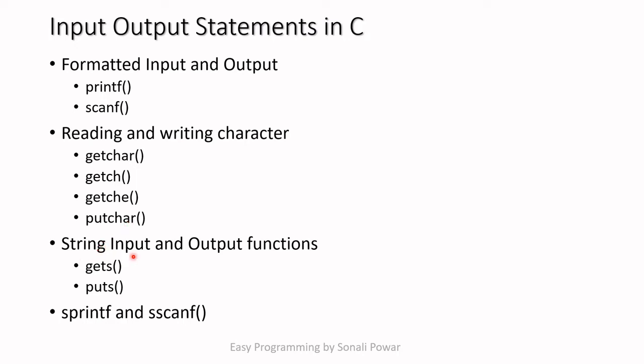Next one is string input-output functions. In that, first the gets function is used to read the string entered by the user, and the puts function is used to display a string onto the screen. So puts is the output function and gets is the input function.